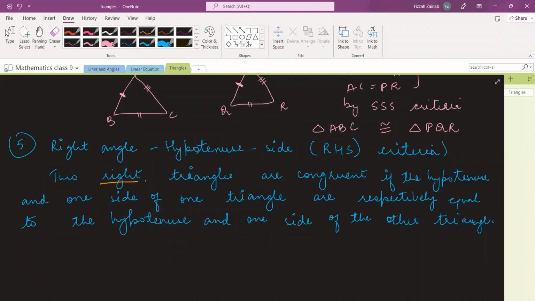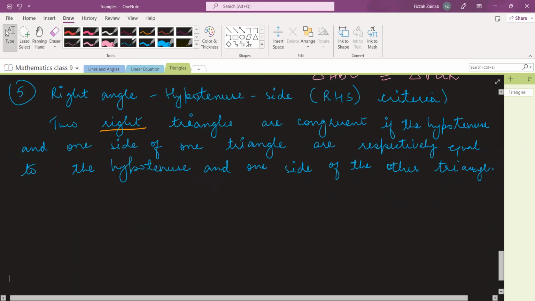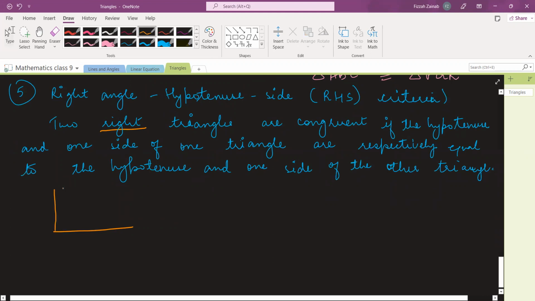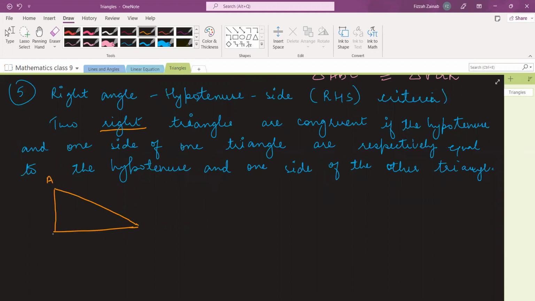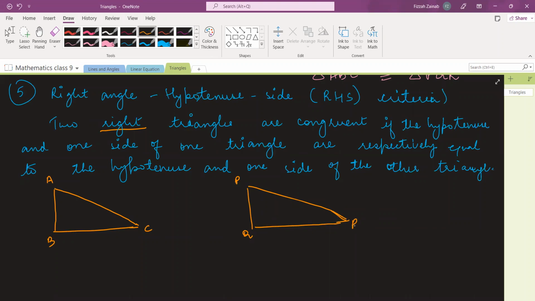Okay. Now note down the important terms here. First of all, right triangle. Okay. So both the triangles have to be right triangle. So if I have a triangle, let's say ABC, so one angle has to be 90 degree. A, B, C, then you have another triangle, P, Q, R, right?